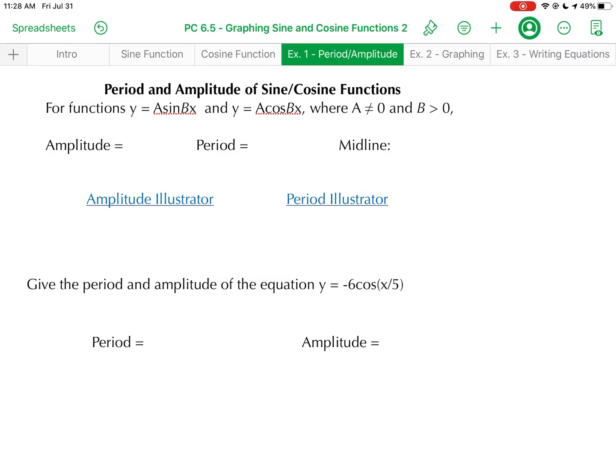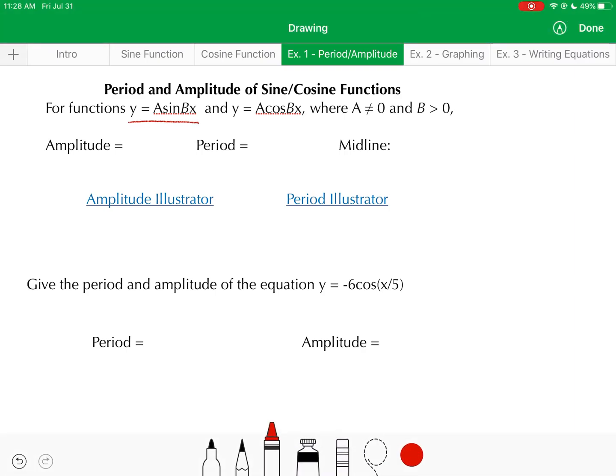All right, this is our second video for graphing sine and cosine functions. In the first video we covered what the parent functions for sine and cosine look like, and now in this video we're going to be focusing on functions of the form y equals a sine of bx and y equals a cosine of bx, okay? And we're going to see how the curves change as we bring these values of a and b into play in the function.